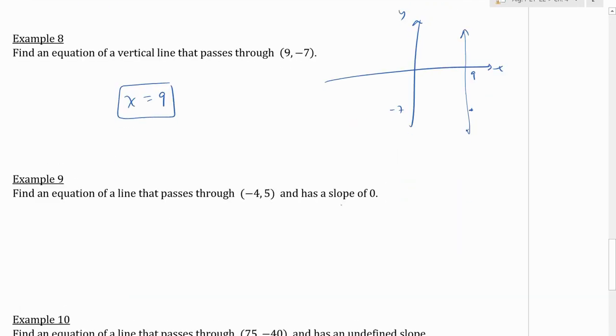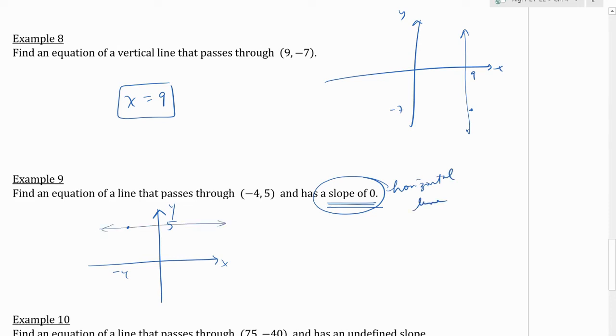You know, so this one, slope of 0, again, we could do this, but I don't want to. So if I go through negative 4, 5, it's just realizing, ooh, a line that has a slope of 0 is a horizontal line. Y equals 5.